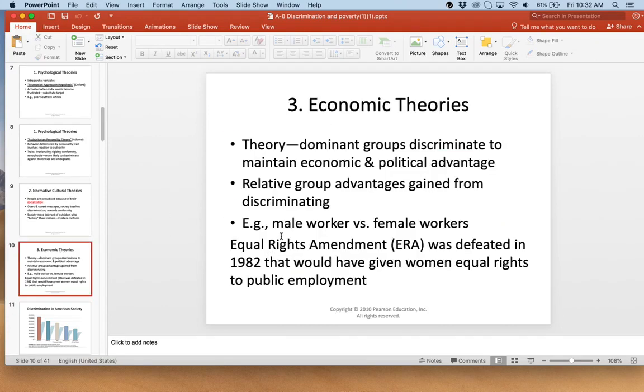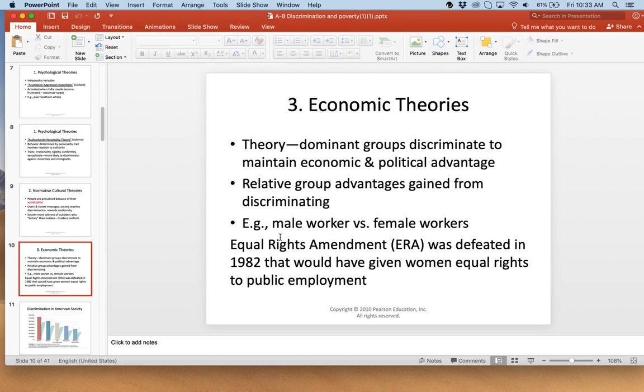A good example in the book is male workers versus female workers, where sometimes male workers may not advocate for high wages for female workers for whatever reason. It could have all sorts of explanation.